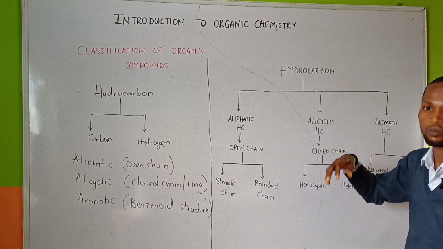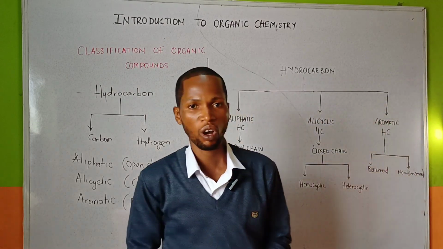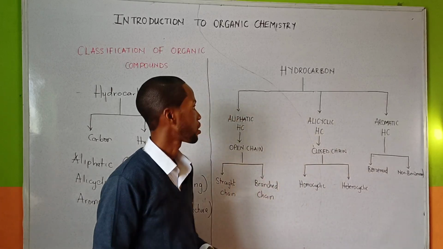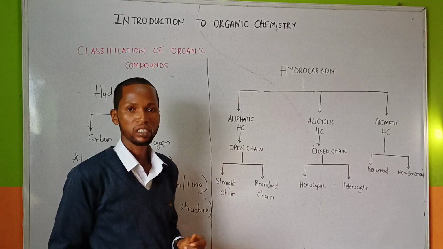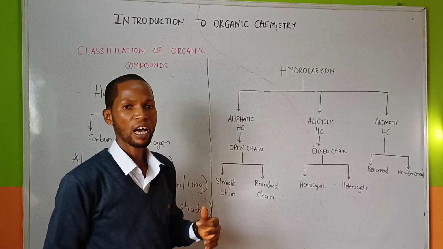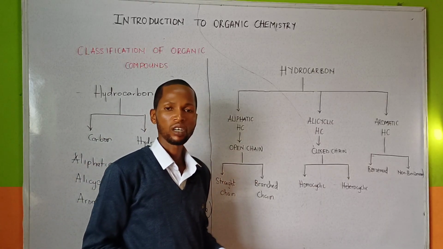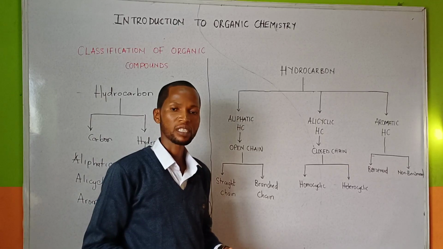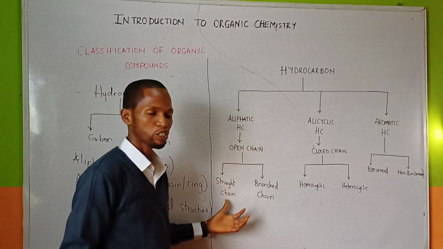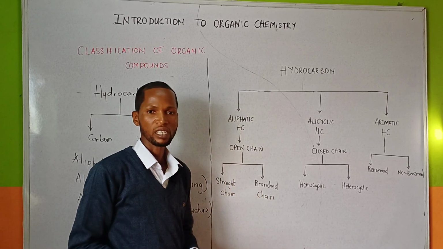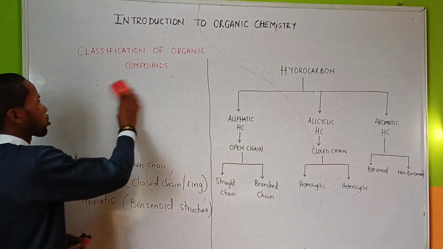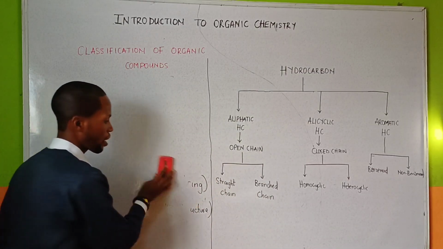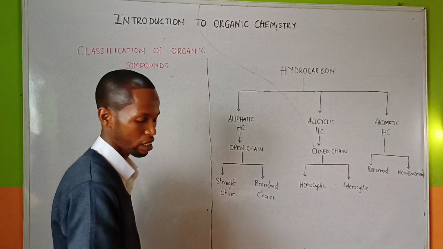From this flowchart, we can consider the classification of hydrocarbons further. Here we have aliphatic hydrocarbons. The aliphatic hydrocarbons are also the open chain hydrocarbons. That is, it can be a straight chain or branch chain. When we consider the uniqueness of carbon, we talk about identifying a straight chain and branch chain.